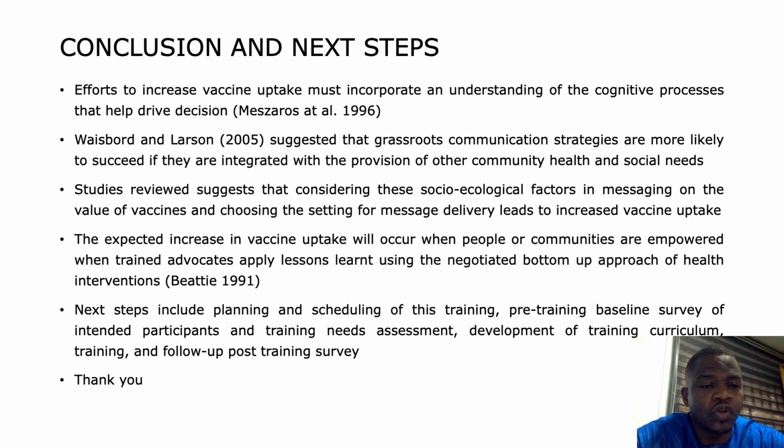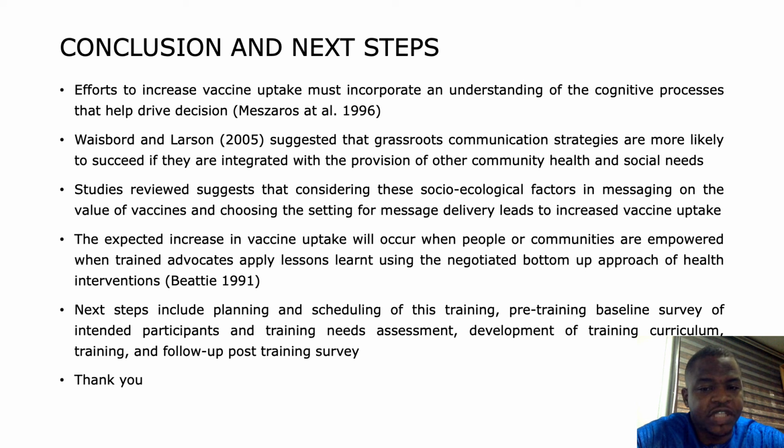And as we saw in the Beattie model, we are not going to use the top-down approach. We are going to use the bottom-up negotiated approach, where there will be personal counseling. You talk to them in a manner that they understand, and then you also engage the community. You bring a community development aspect to it, where you're engaging the community in the way that they understand, in a manner that resonates well with them. So we believe that the negotiated bottom-up model will lead to the community members being more empowered.